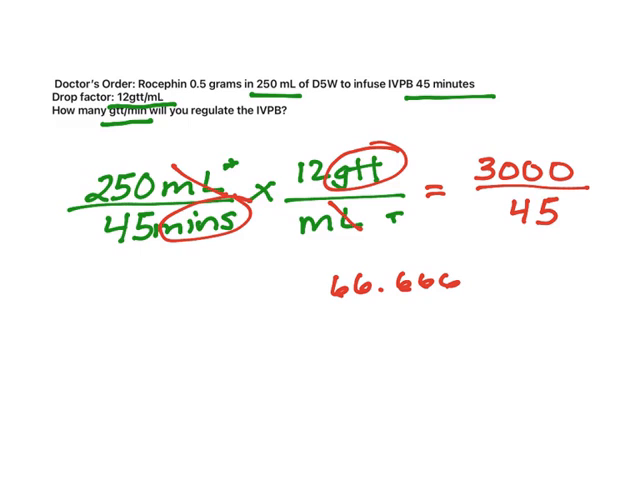Depending on what your question tells you to round to, that's what you round it to. So my question wants you to round to the nearest whole number. Remember, we can't give half of a drop, okay? That's a good thing to remember. Mostly when it comes to GTTs per minute, it's always going to be a whole number because we can't give half of a drop. So we're going to round this to the nearest whole number, and it's going to give us 67 GTTs per minute.